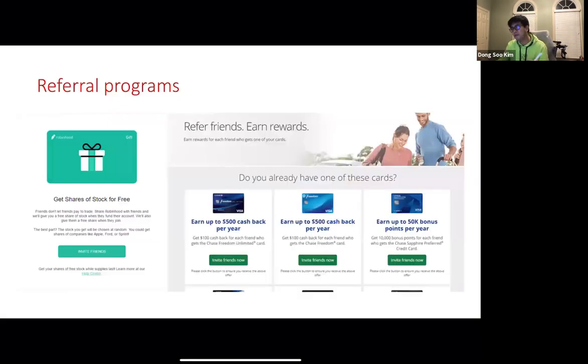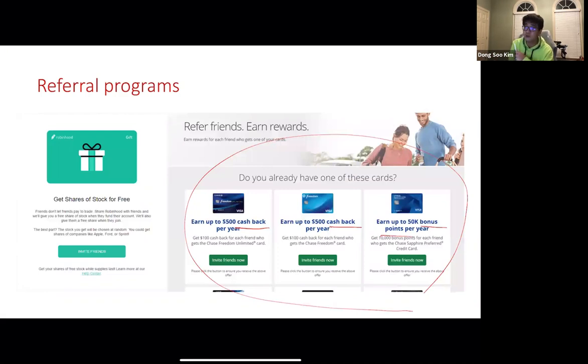And such referral programs are widely used in various industries. Particularly, referral programs are very, very useful for membership-based businesses. For example, credit card companies also employ various referral programs. This is a screenshot of the Chase referral program website. For their main products, Freedom and Sapphire, cashback or bonus points are offered as rewards for referral.